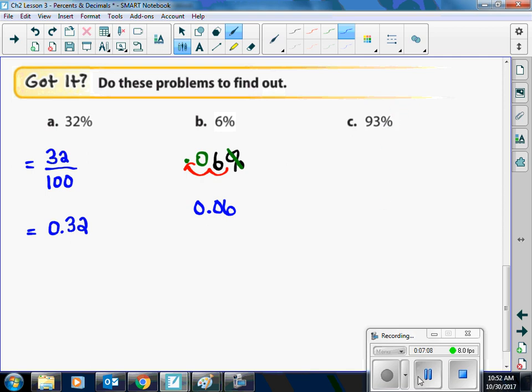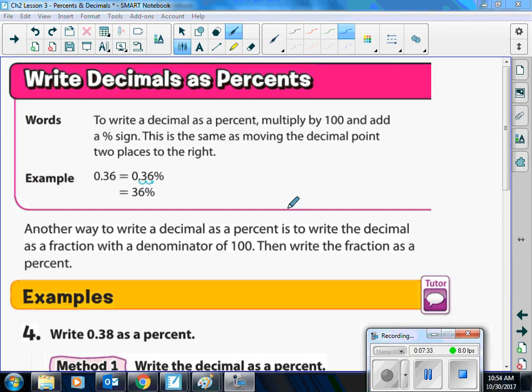For 93%, you guys go ahead and do that one. So, for 93%, we're going to move the decimal to the left 2 places, take away the percent sign. So my final decimal then, 0.93. Very good.